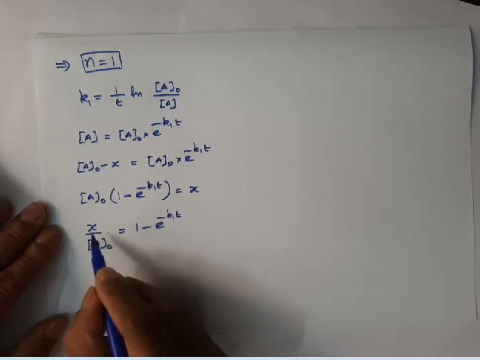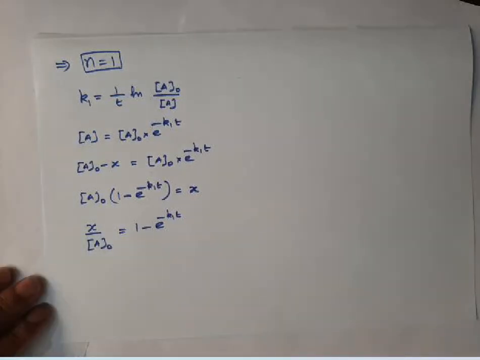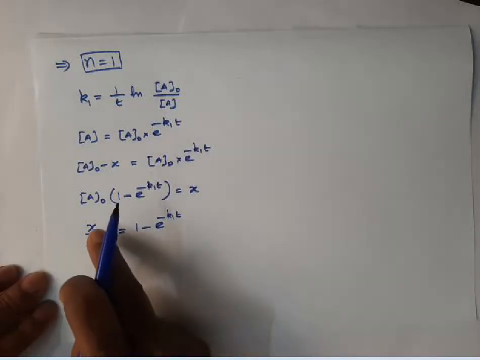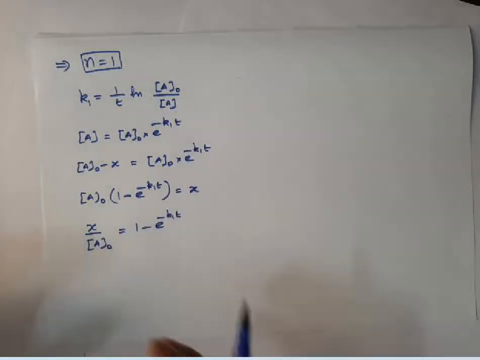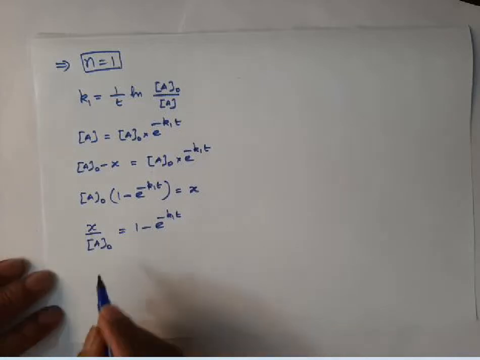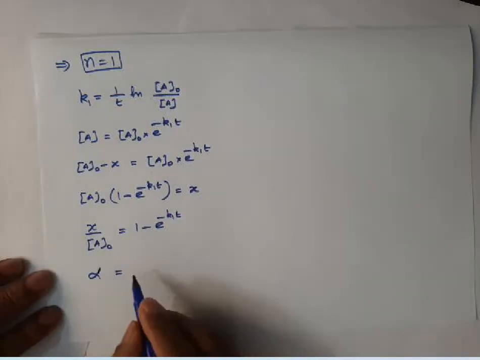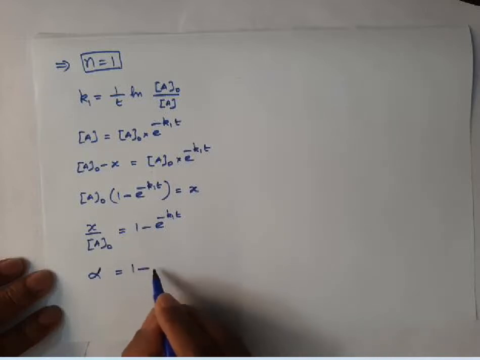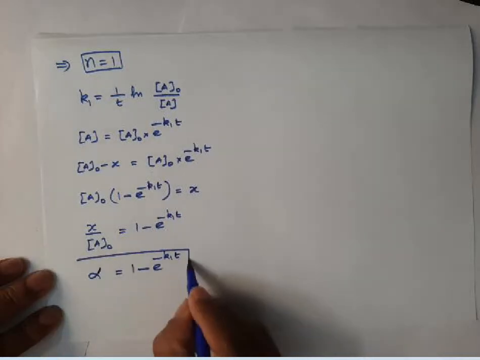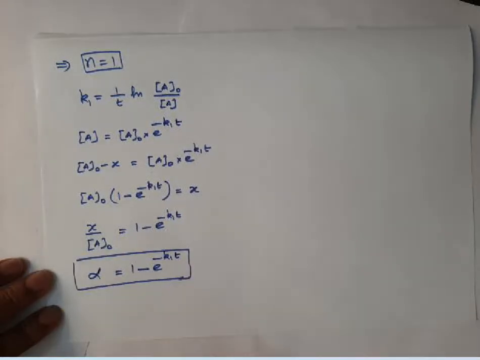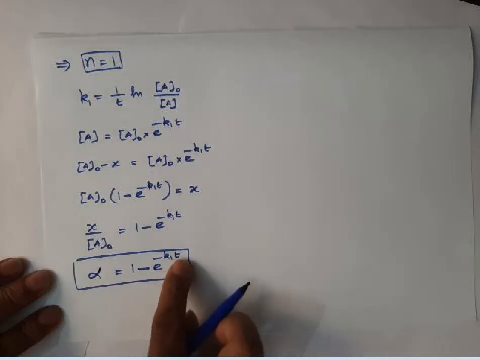What is this x by A naught? x is the concentration that is reacted and A naught is the initial concentration. So this quantity is what we call the degree of dissociation. We represent this as alpha. Alpha is called degree of dissociation. Degree of dissociation equals 1 minus e power minus K1 into t. Very, very important. Keep this in mind.